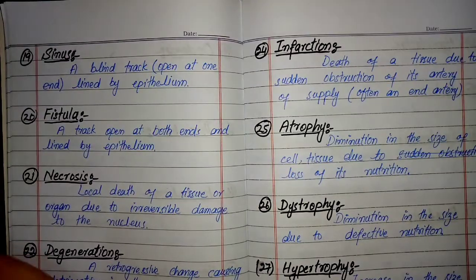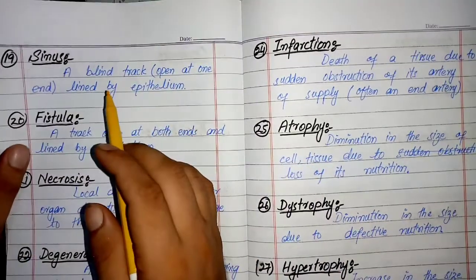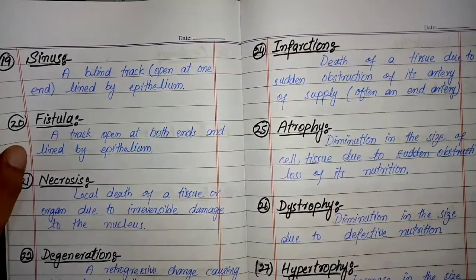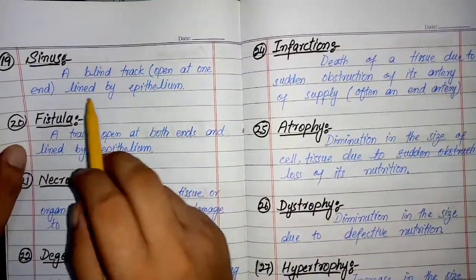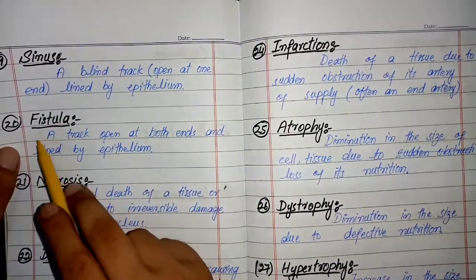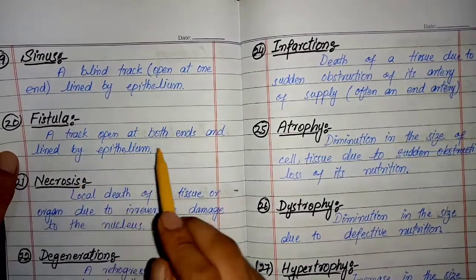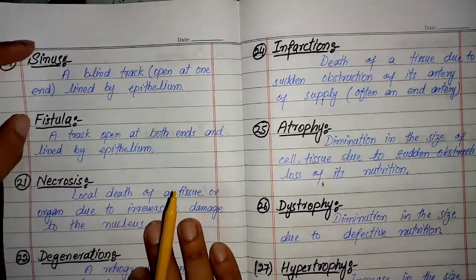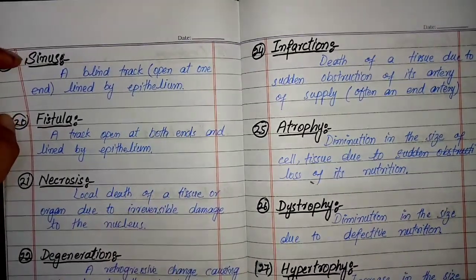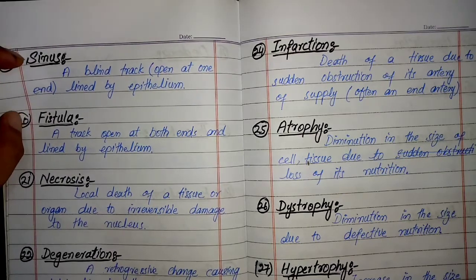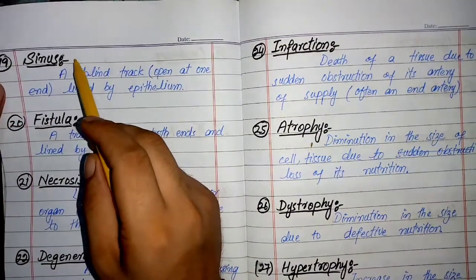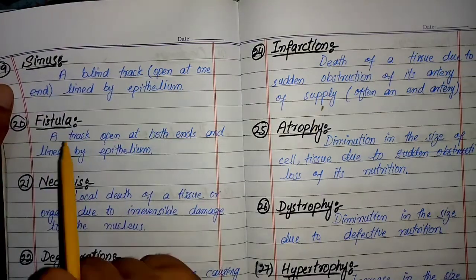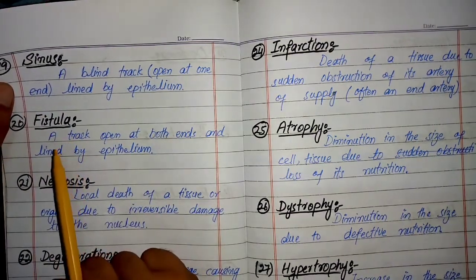Another term we have here is the sinus. A blind tract open at one end, which means a tract or a hole which is open at one end, lined by epithelium, is called sinus. And what is fistula? A tract open at both ends and lined by epithelium is called fistula. So these are interrelated, related terms, but here the hole or blind tract is open only at one end, and here it is open at both ends, right?